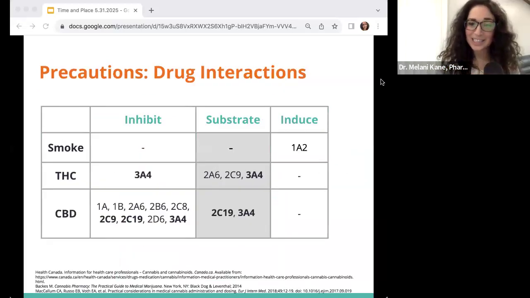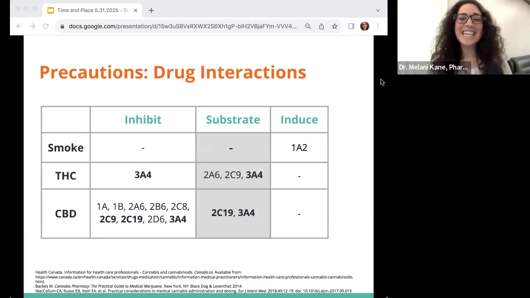And here's my drug interaction slide for you. The next one is prettier, I promise. So what I like to highlight here are, well, anything you smoke is going to induce CYP1A2. That doesn't matter if it's a joint or a forest fire. It's going to have the same impact on the body, on the liver. And then with THC and CBD, they are both substrates and inhibitors of CYP3A4, which is the most common pathway, so nothing really surprising there.